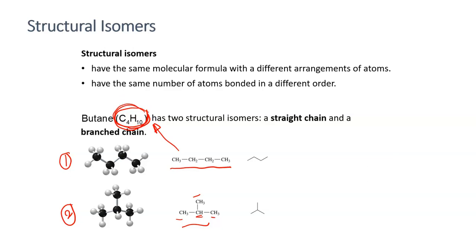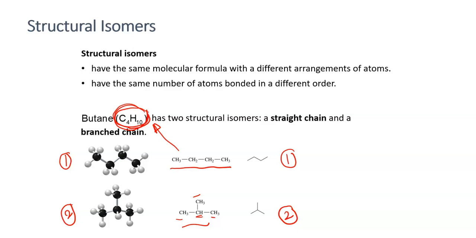But if I have to name the molecules, the names of these two molecules are different. We will come to that part later regarding naming isomers. So for now, just remember these two types of different structures are called structural isomers because their arrangement of atoms is different.